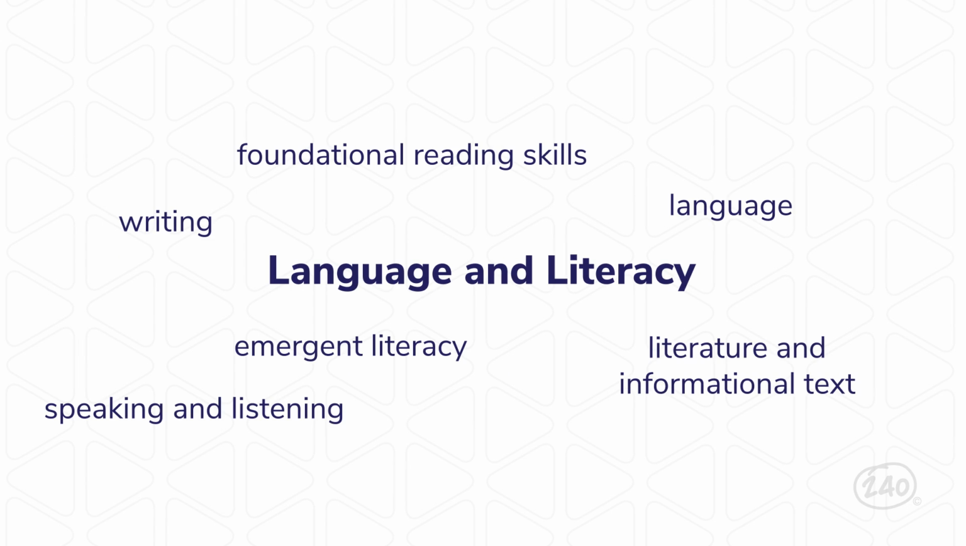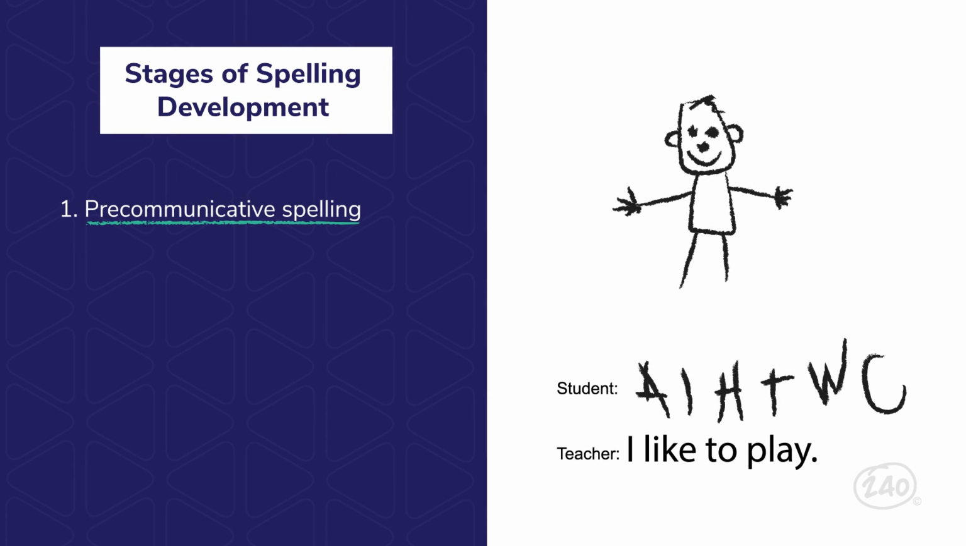You'll need to understand the sequence in which students develop their spelling skills. That might sound like it's part of writing, but this particular topic falls under the emergent literacy umbrella. Here are the stages you'll need to know. In the pre-communicative spelling stage, also referred to as the pre-phonemic stage, a child uses letters from the alphabet to represent words without demonstrating knowledge of letter-sound correspondence. The words appear as random strings of letters.